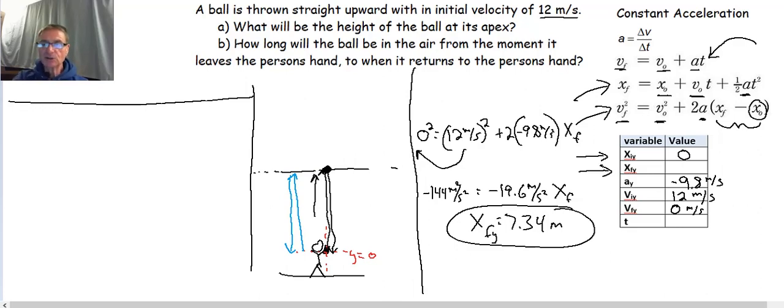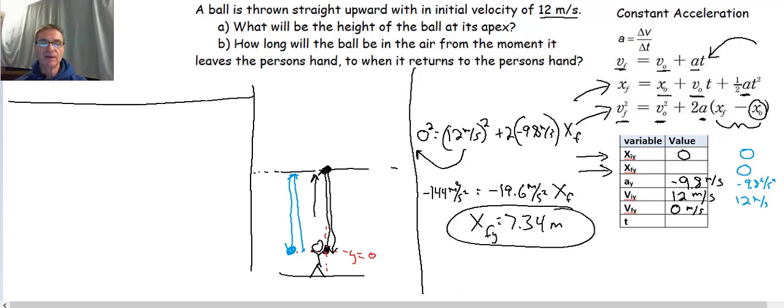What's x initial in the y direction going to be? It still starts out to be 0, so I'll put a 0 there. What's x final in the y position? What is my final position in the y direction? It started out here, got up to this point, and comes back down. It's at the same position where it started from, so x final in the y direction is also 0. Acceleration is always negative 9.8 meters per second squared. My initial velocity is still 12 meters per second.